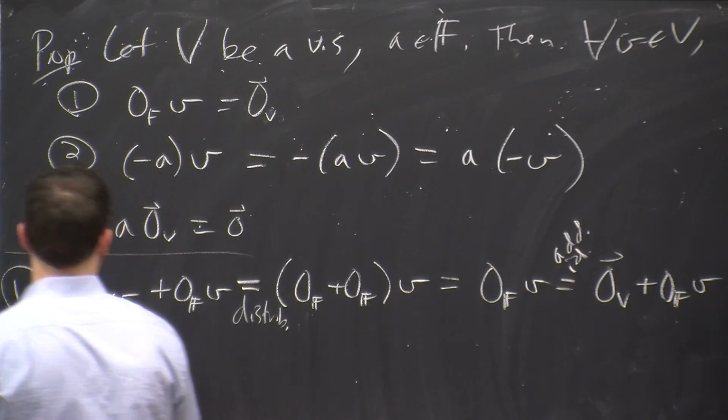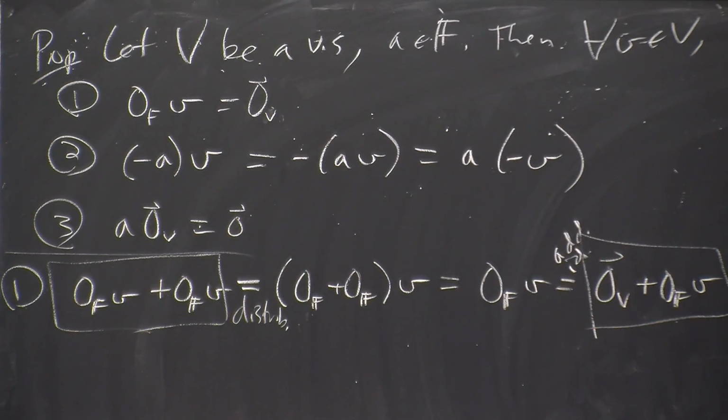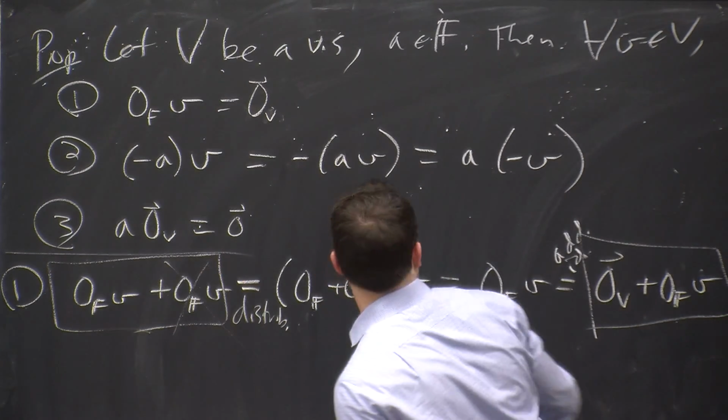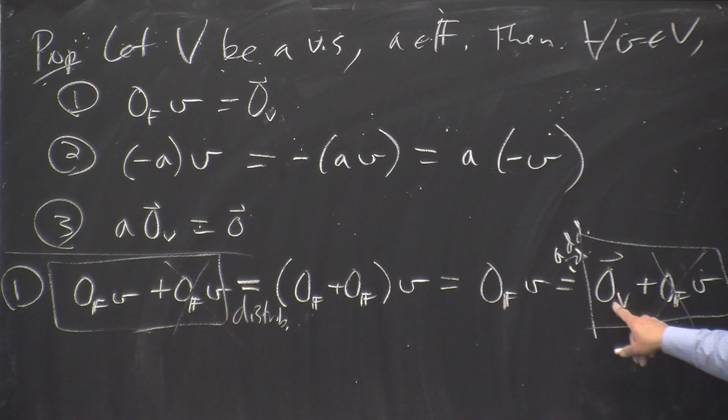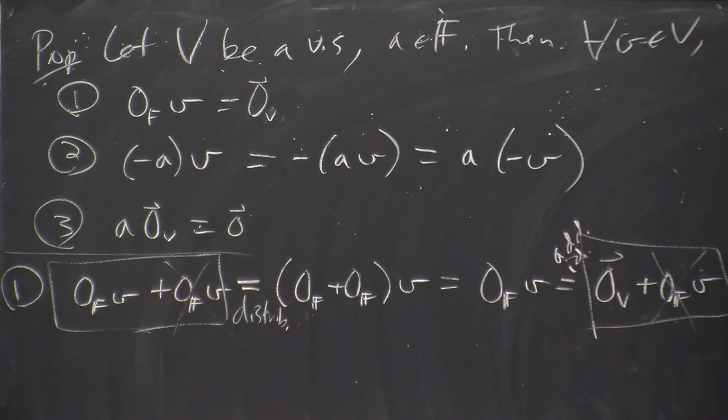Okay. And now I'm in a situation where I could apply cancellation. This is equal to that. Two of these things are the same. I can cancel this with that by my theorem. And that shows that 0 of the field applied to V is equal to the 0 vector. Okay.